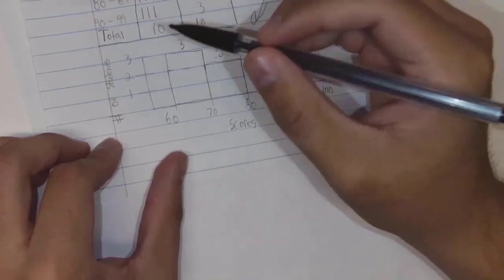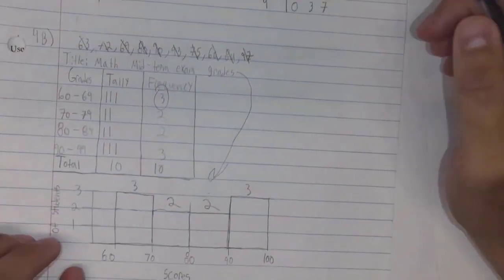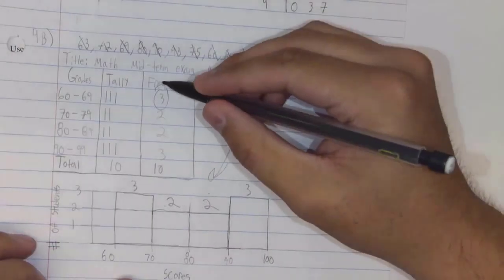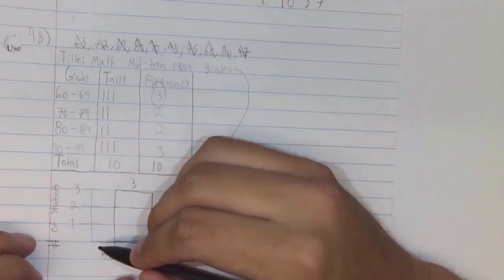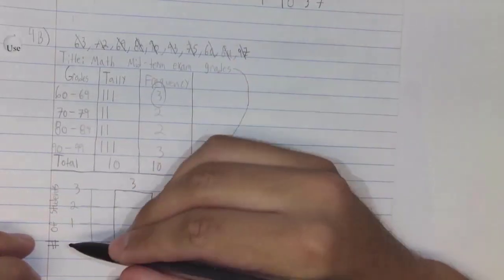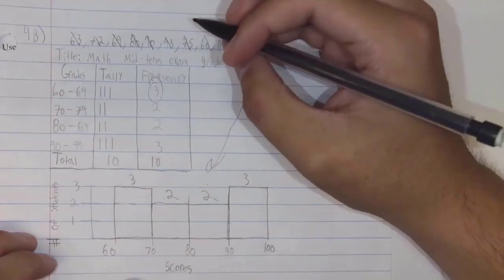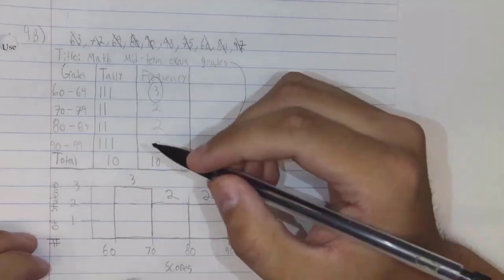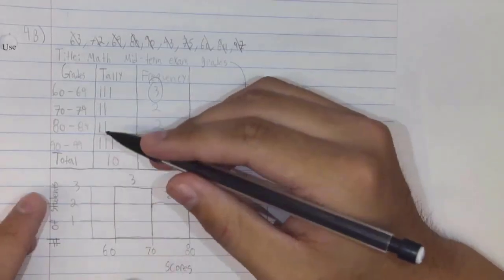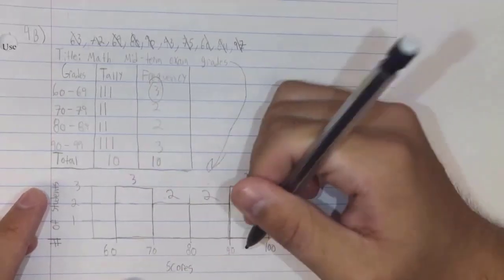So first off, we know that the highest frequency is 3. So the highest number here would be 3. So 3 would represent the frequency, and in this case it's the number of students, right? Yes, number of students. So it'd be 3. Now for the bottom part, it'd be 60, 70, 80, 90, 100.